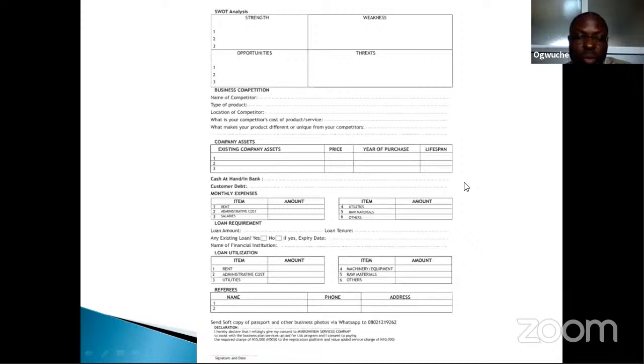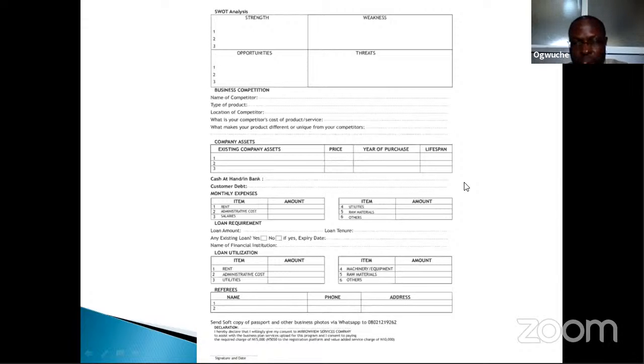Salaries also, we know how much we pay our workers monthly. If you have up to 5 staff, for example, and the yearly salary is 500,000, you divide that by 12 and by the number of staff to give you an idea of your monthly salary. Same also you do for utilities and raw materials down the line. Okay, loan requirement. So loan requirement, we're looking at the loan amount and then the loan tenure.